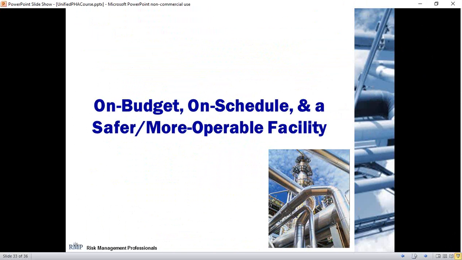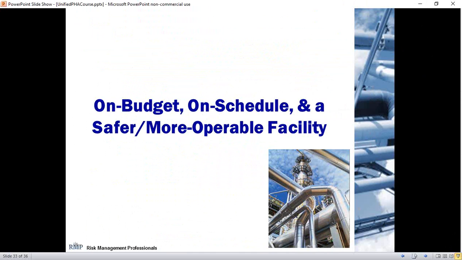Okay, so I want to close with the overall concept of what you're doing with the design HAZOP and LOPA. You're trying to maintain project budgets, project schedule, and have a safer and more operable facility. The HAZOP and LOPA, as part of this overall design effort, with the facilitation tips that I've provided and the other issues on how to deal with them that come up during the design, can help achieve that objective. It can provide a different perspective.